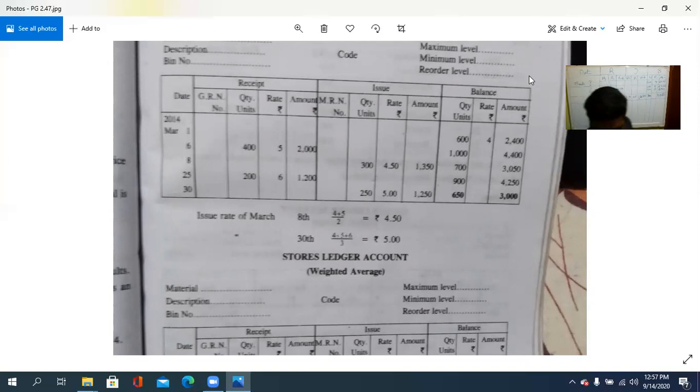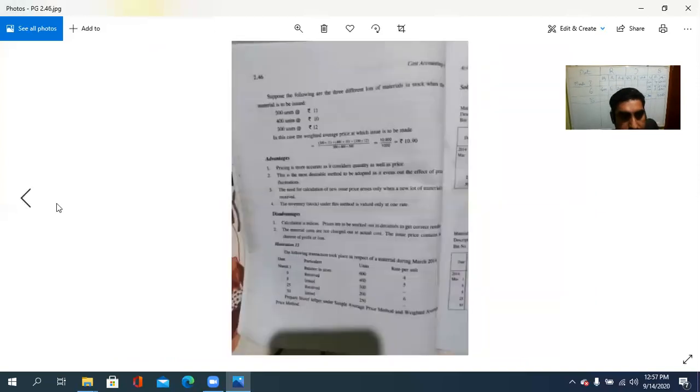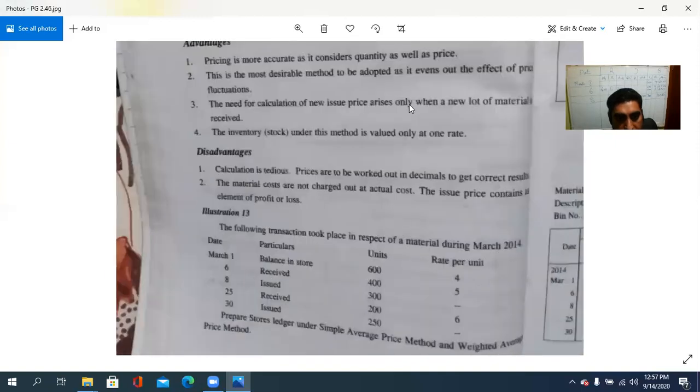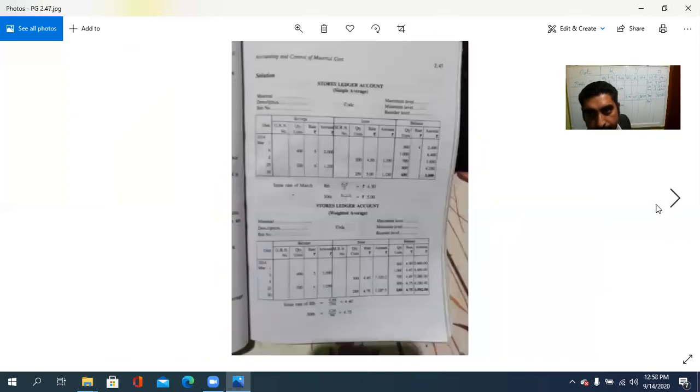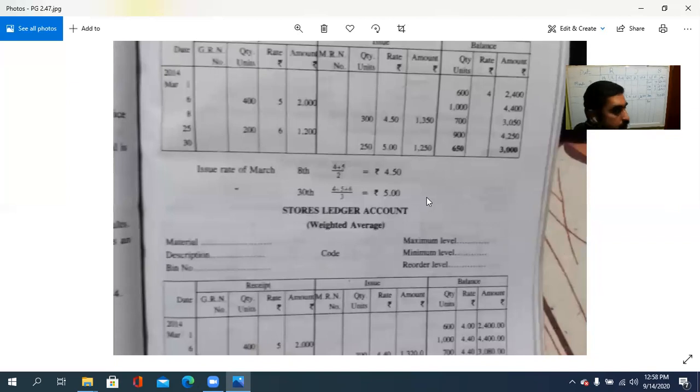Then next, received 200 units on 25th at 6, 1,200. So 700 plus 200 is 900, and 3,050 plus 1,200, how much is it? 3 plus 1, 4,250. It is 4,250.